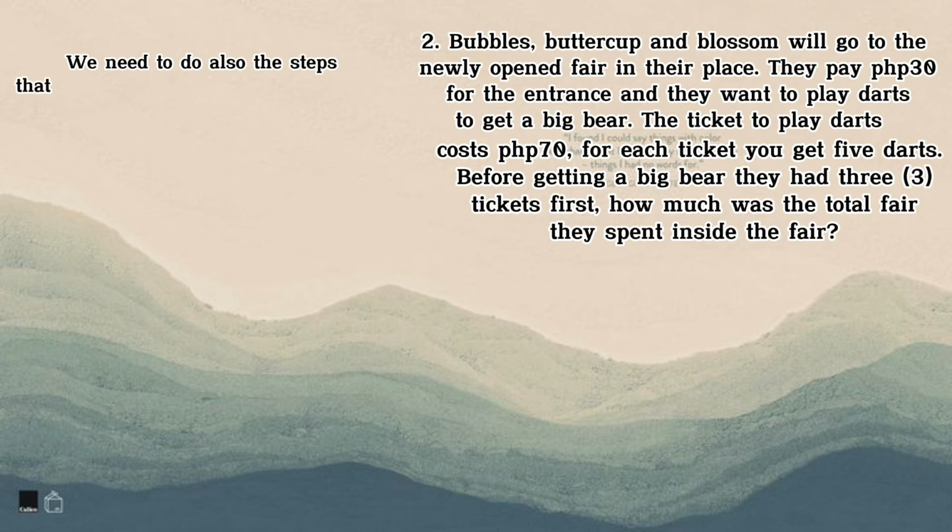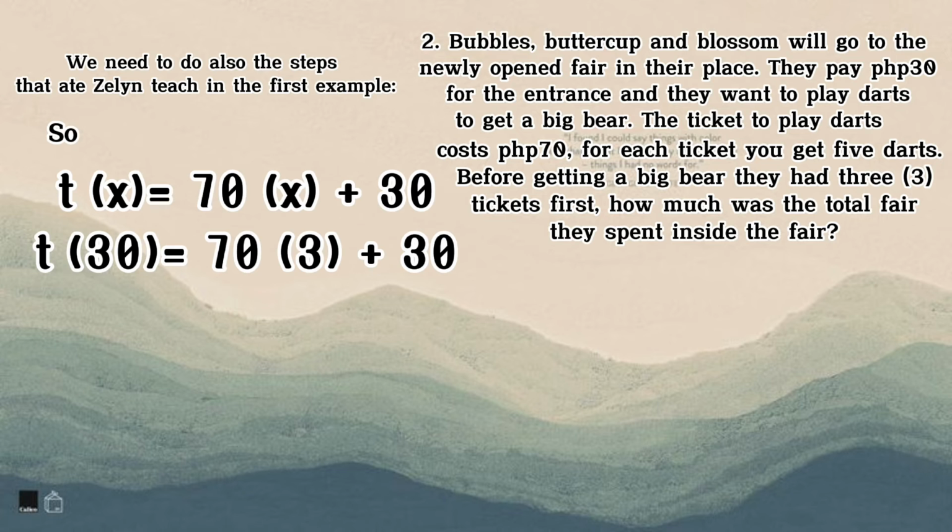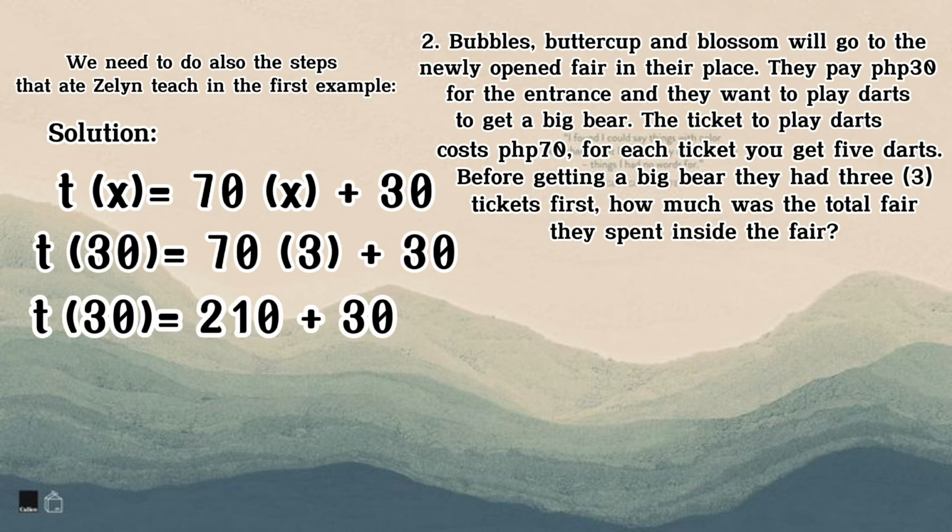We need to do also the steps that Ate Celine taught in the first example. The letter T here represents the ticket. 70 pesos represents the cost of each ticket that they pay for the darts, and the 30 is their entrance. T of x equals 70x. We substitute the 3, or the number of the tickets, to the x. So that's 70 times 3 plus 30.